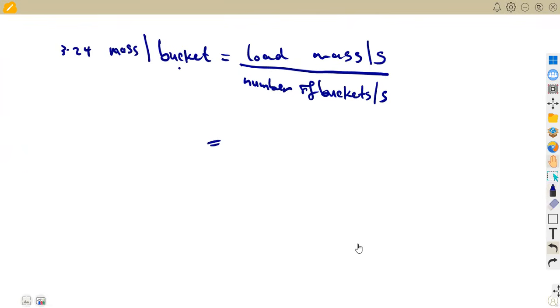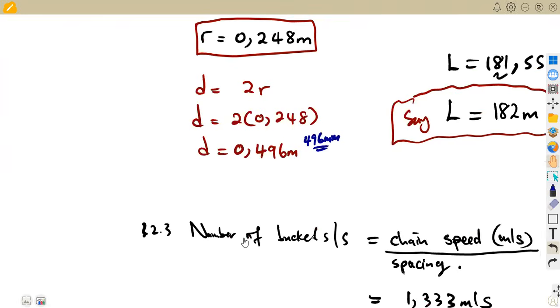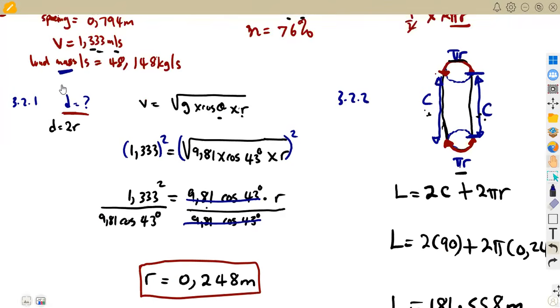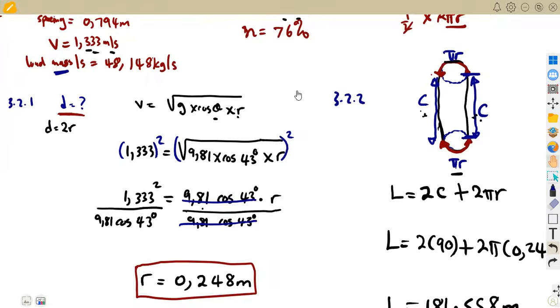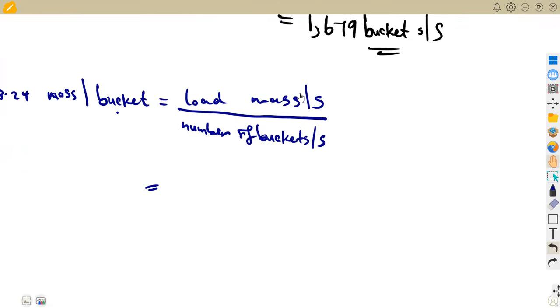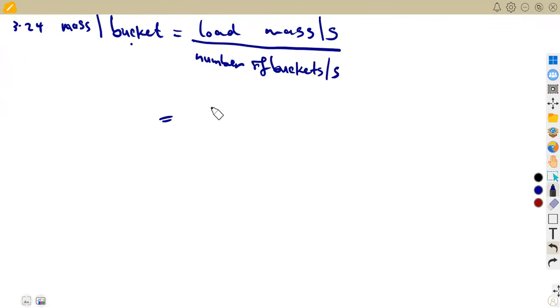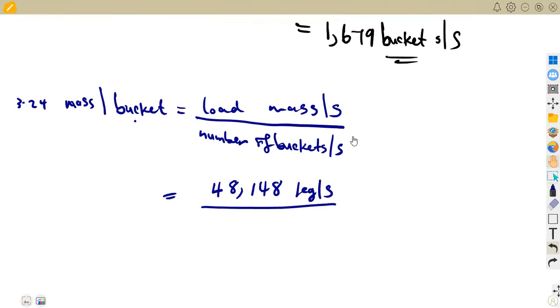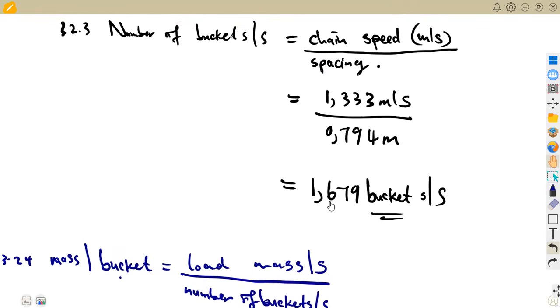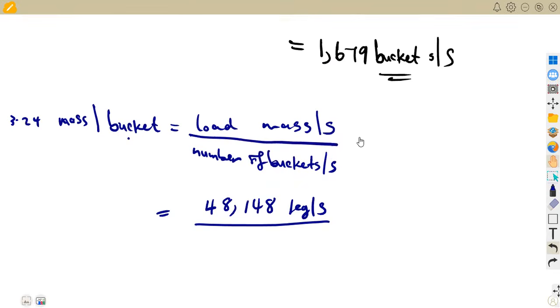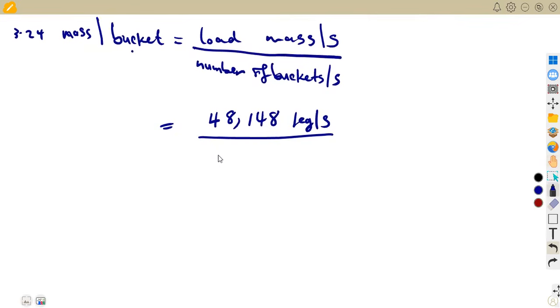The load mass in kg per second. Remember, the load mass here, we said it's 48.148 kg per second. So that is the value that we are going to take. All right, so we're going to have 48.148, which was in kg per second, over the number of buckets per second. This is the one that we just calculated, 1.679 buckets per second.